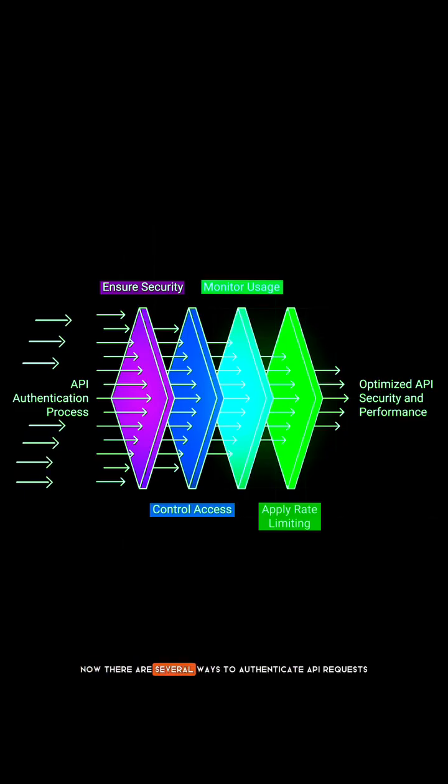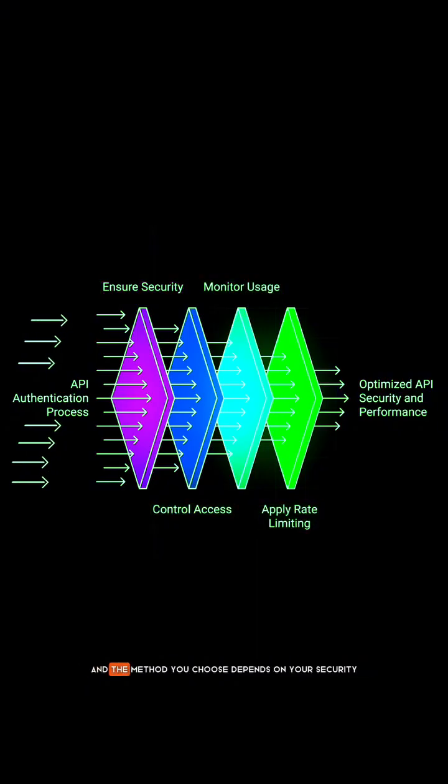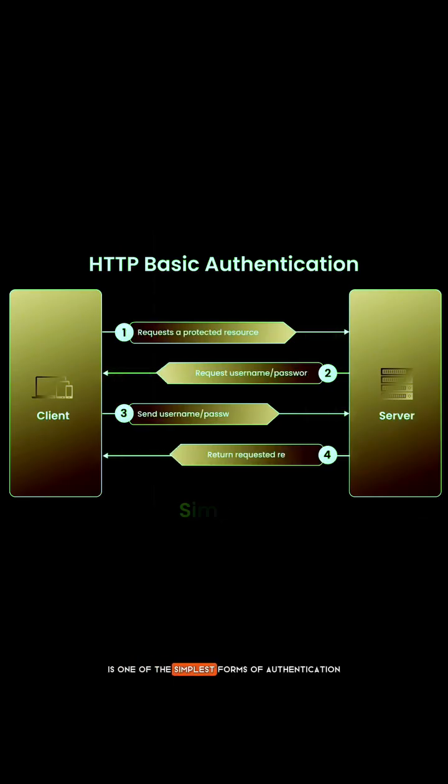Now, there are several ways to authenticate API requests, and the method you choose depends on your security requirements and the complexity of your system. Let's look at the most common API authentication methods which exist today. HTTP basic authentication is one of the simplest forms of authentication, where the client sends a username and password in the HTTP header encoded in base 64.